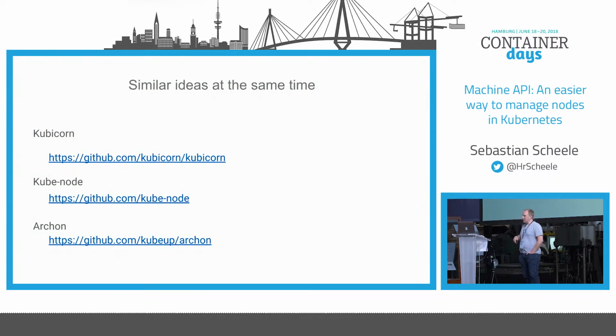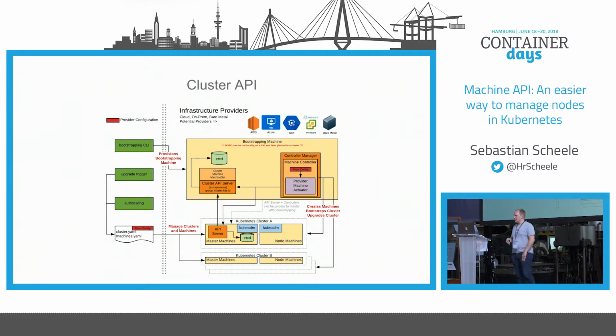In the past, there were some similar ideas, like Kubicorn from Chris Nova. We came up with the idea of KubeNode to generalize this. There's Archon from some guys from China. And Google came up with an idea, and everyone had the idea that somehow managing Kubernetes should be much more natively integrated into Kubernetes. There's now a working group called Cluster API, which focuses on two things.